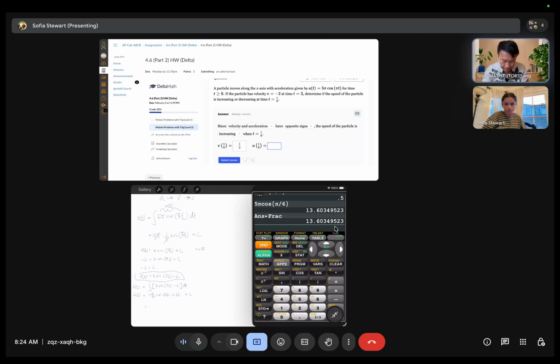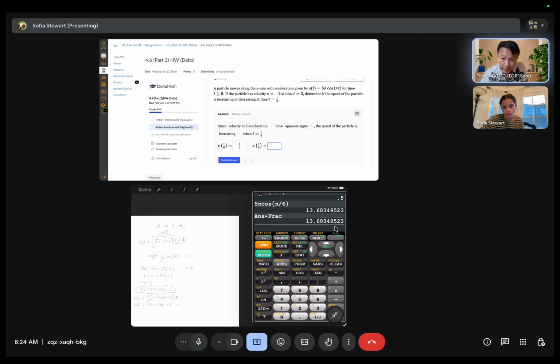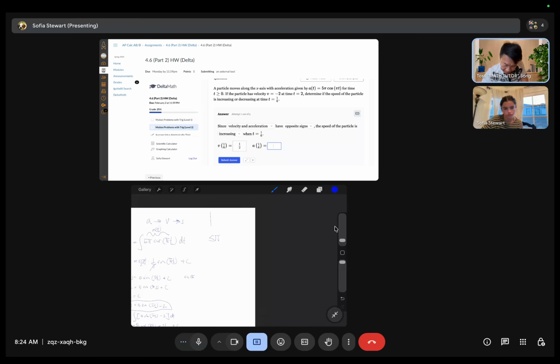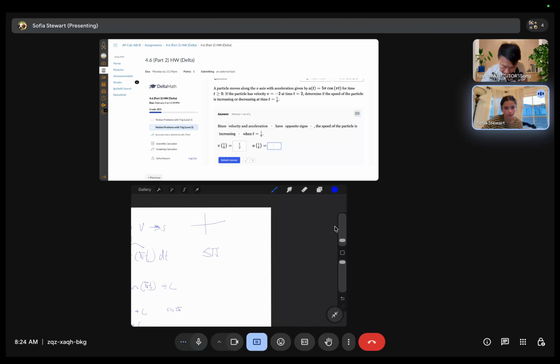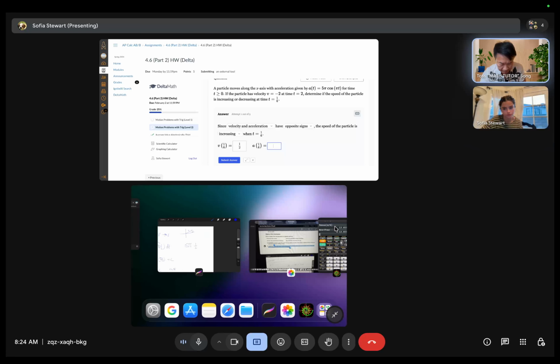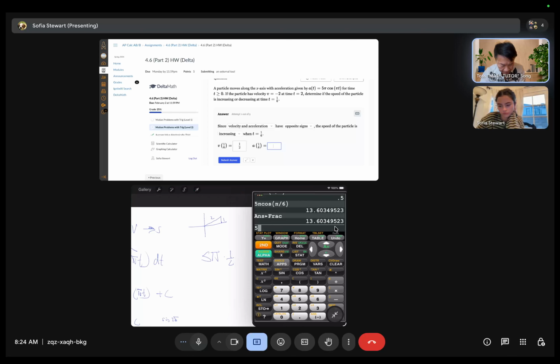Okay, so let's evaluate that exact answer. 5 pi. What is cosine of pi over 6? Cosine of pi over 6. 1/2, I think. Okay, let me check. I'm sure it's right. So 5 pi half, 5 pi divided by 2.